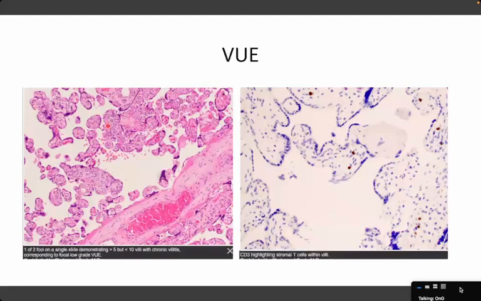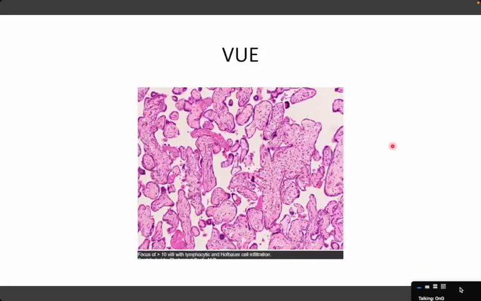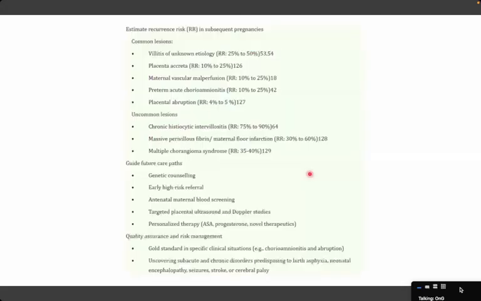So this is an example of villi, and these little blue cells are lymphocytes. This one shows a villitis of uncertain etiology involving less than 10 villi. And on immunohistochemistry, this is a stain for CD3 lymphocytes that show those cells within the villus parenchyma. So that would be a low-grade villitis of uncertain etiology. High grade, you can see that you've got lots of these villi, more than 10, that are involved by the same inflammatory infiltrate. Villitis of uncertain etiology has a recurrence rate of 25 to 50%.